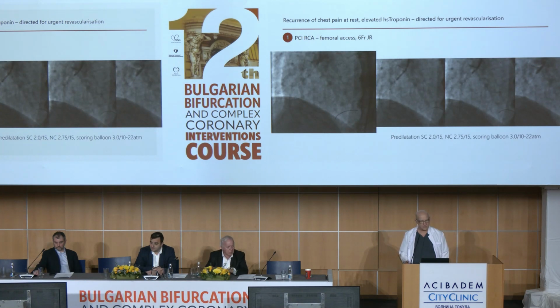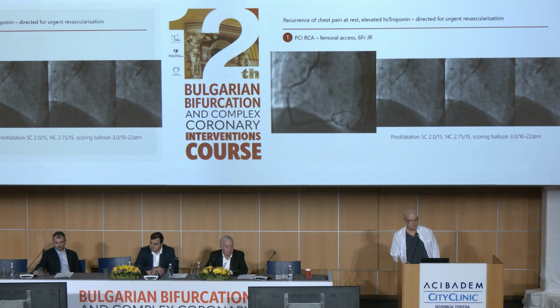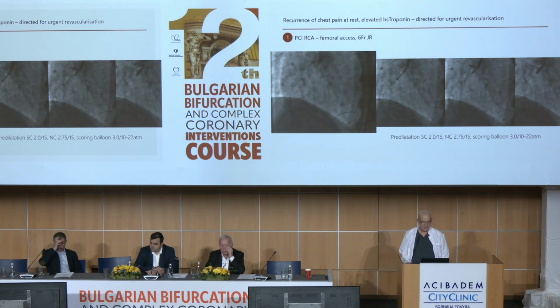First of all, we went for femoral access. We went for the right coronary. It was not that easy because this right coronary is ectopic and it is a little bit anterior and higher. Finally, we cannulated this lesion and predilated with 2 balloons. After that, a 2.75, and lastly a scoring balloon just to modify the lesion.